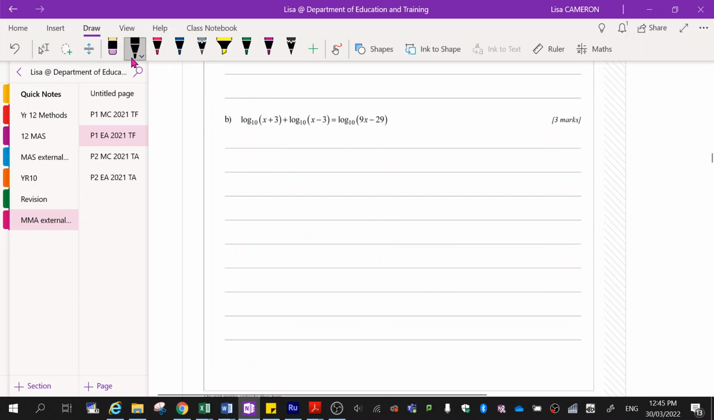Okay, this question down here is going to have a couple more steps, but it's really no more difficult. So first thing I'm going to do, these two have the same base and they have brackets there, so we're going to multiply the brackets together. So it will become log 10 bracket x plus 3 bracket x minus 3 is equal to log 10 9x minus 29.